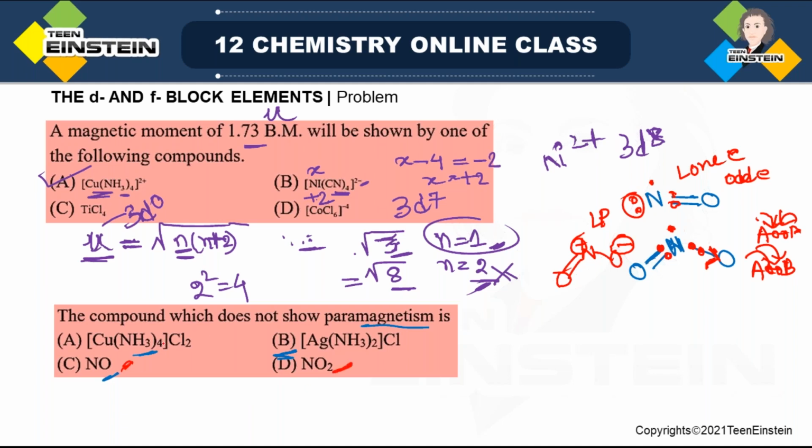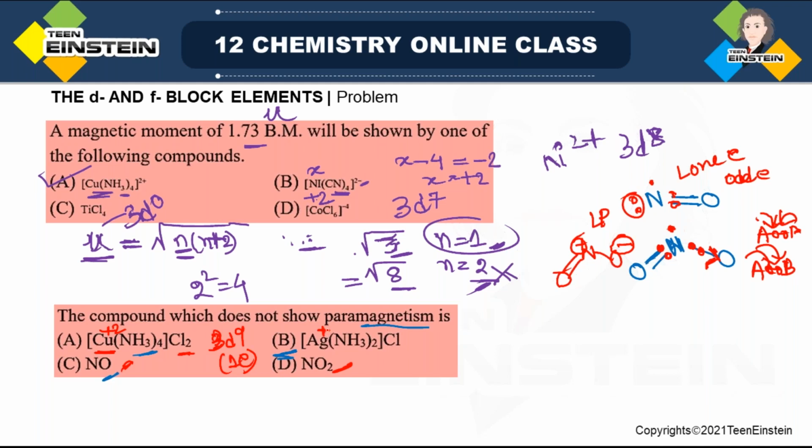Now come to the d block elements, that is copper. Ammonia is neutral. Chlorine, if you remove 2 chloride, oxidation state will be +2. Now +2 means it is 3d9, and 3d9 means 1 unpaired electron. So this will also show paramagnetism. So obviously option B is left, it should be the correct option. But why it is correct, let's see.